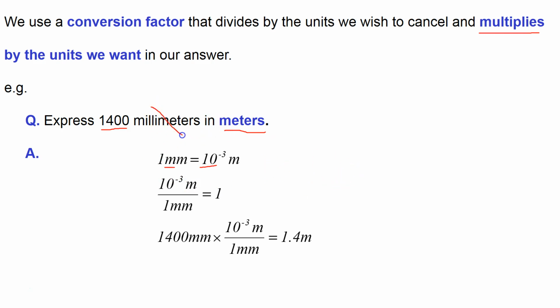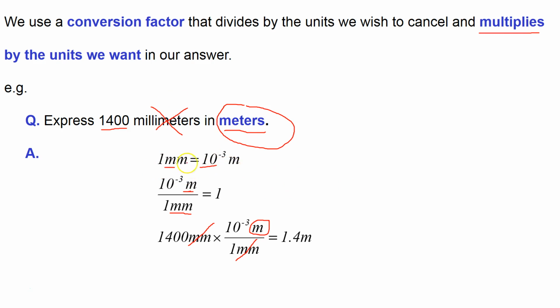In this case, I want to get rid of millimeters and I want to end up with meters. So I need to make certain that my conversion factor has millimeters on the bottom line and meters on the top line. So now I can see that 1400 millimeters, I'm going to multiply this by my conversion factor, and what's going to happen is my millimeters will cancel out, leaving me with my meters. So that's really it. That's how we do this, right?